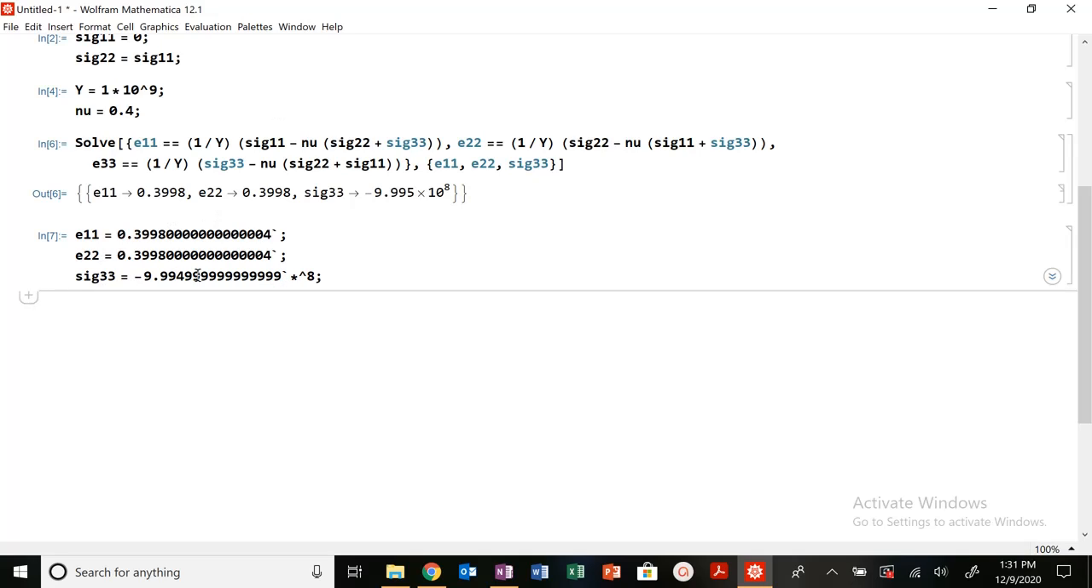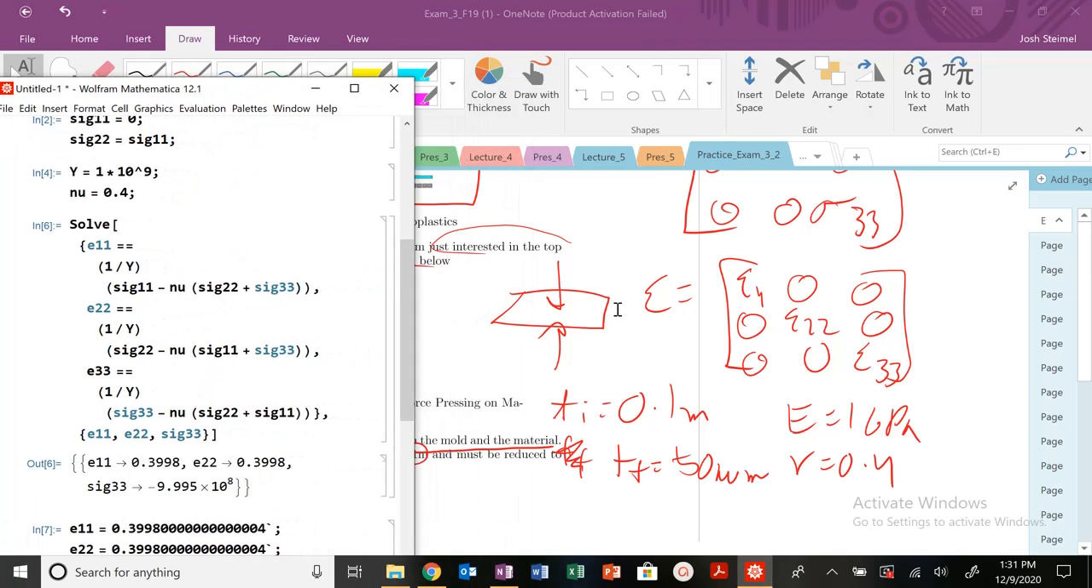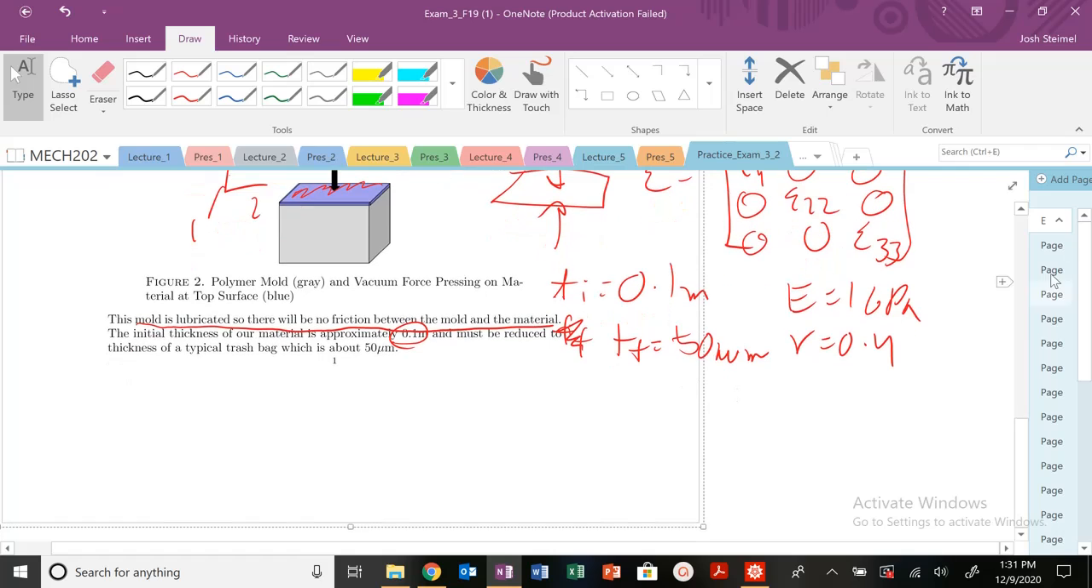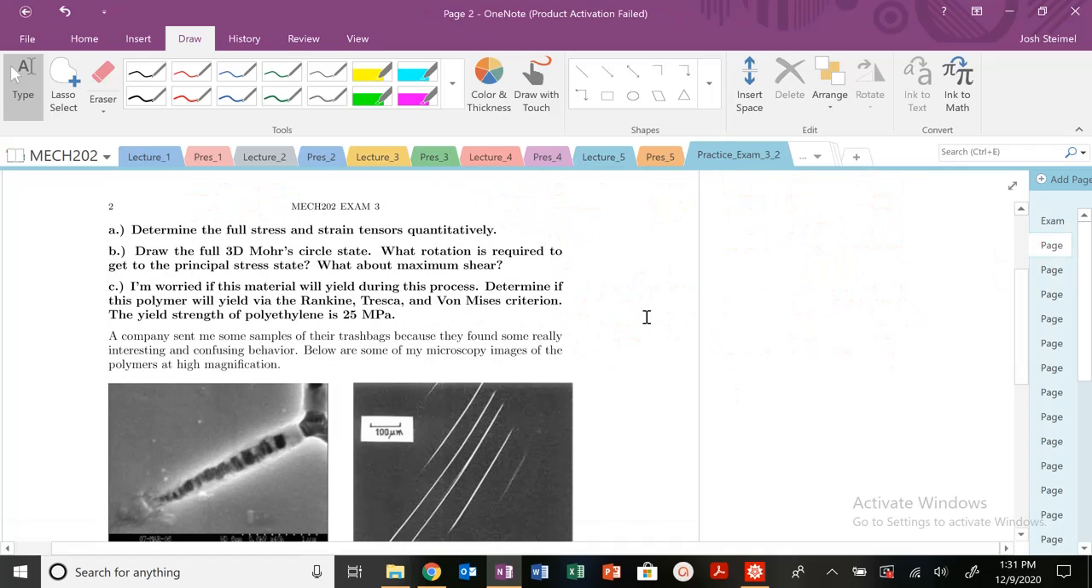So the stress is definitely negative, which is good, and the strain in the 1 and the 2 direction is positive, which makes sense because looking at the problem setup, it should be expanding if we compress that material. So everything's looking good, at least qualitatively. We need to draw the full 3D Mohr circle for this stress state.